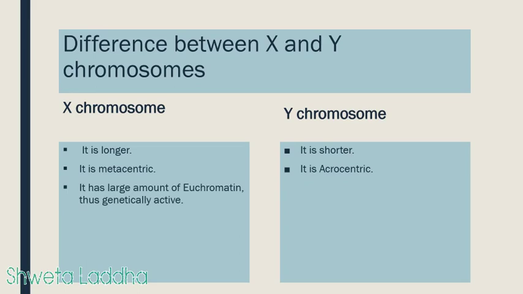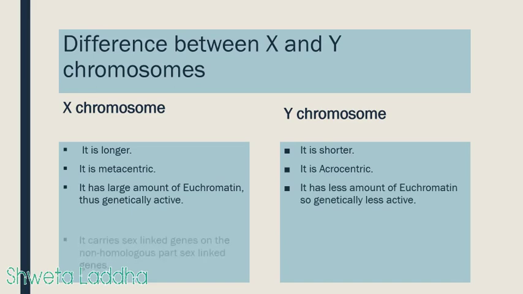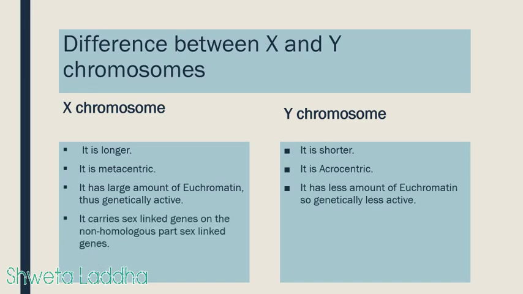X chromosome is genetically more active because it has more euchromatin. Y chromosome is genetically less active because it has comparatively less euchromatin. The non-homologous part of the X chromosome carries sex-linked genes. Suppose this is the X chromosome, and this is the Y chromosome. The regions which are similar in appearance in X and Y are called the homologous region. But the parts which are morphologically different are called the non-homologous part.